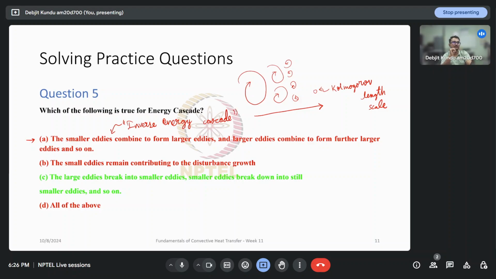But option B is not right at all, because smaller eddies remaining contributing to the disturbance growth is not true. All fluids have some viscosity, and that will lead to the smallest eddies losing their energy. They don't have infinite energy to remain contributing to the disturbance growth. They will contribute and dissipate away as well. So it's option C that should be the correct one.